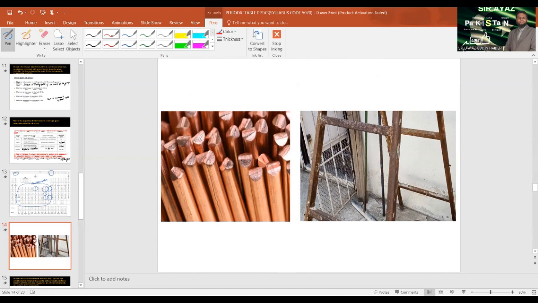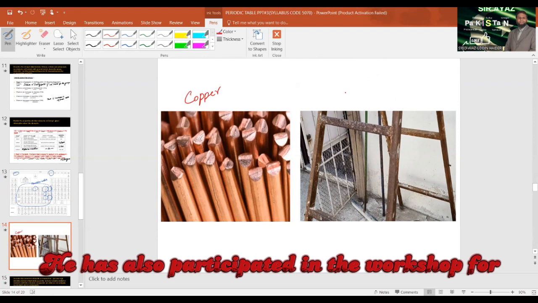So here are 2 transition metals. This one is copper. You know, copper is used in the wiring. And this is rusted iron. It's actually rusted iron. It's not pure iron, rusted iron. It's rusted iron ladder.